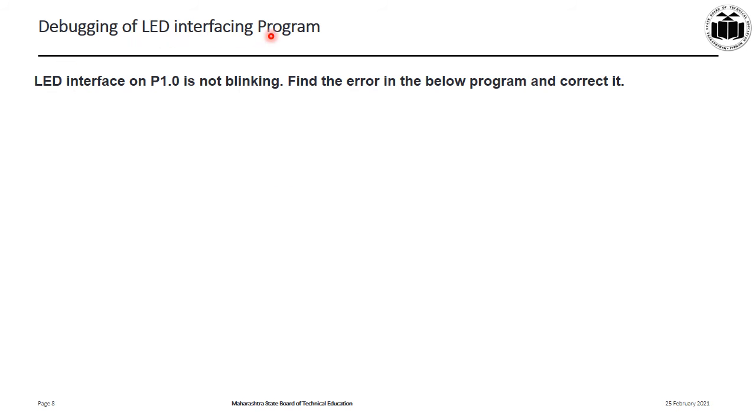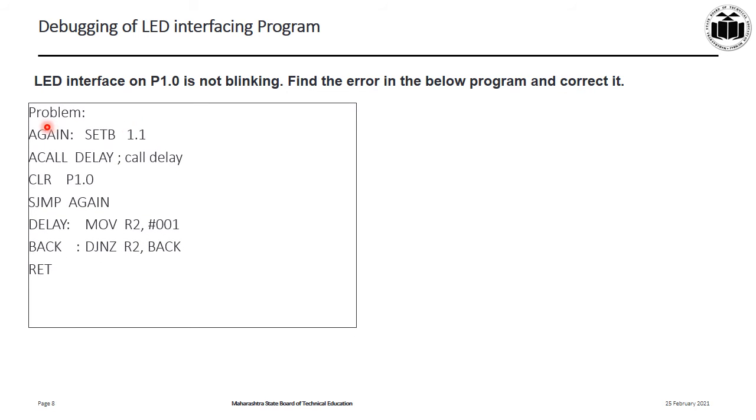Debugging of LED interfacing program. The LED is interfaced on port 1.0 and is not blinking. Find the error in the below program and correct it. This is the problem statement that is given. Let us see what are the possible problem causes.